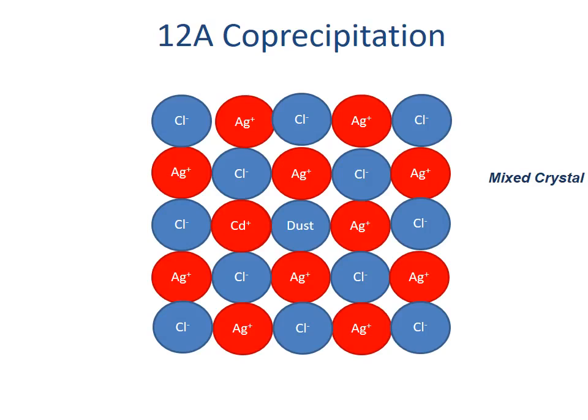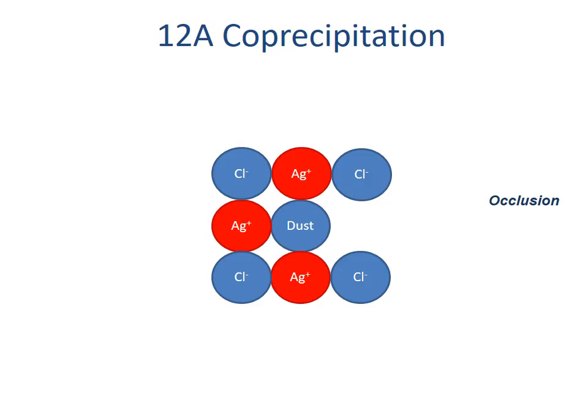We can also have mixed crystal formation. Notice there's a cadmium now right next to that dust particle left of the center. That cadmium will fit into the crystal lattice. We end up having a different ion than what we expect in the crystal lattice. Usually that comes when the ion's pretty similar in size.